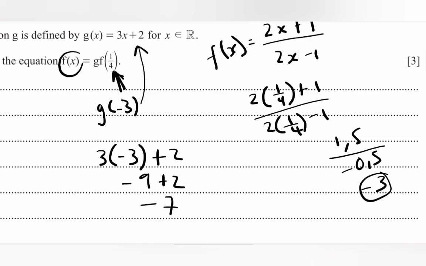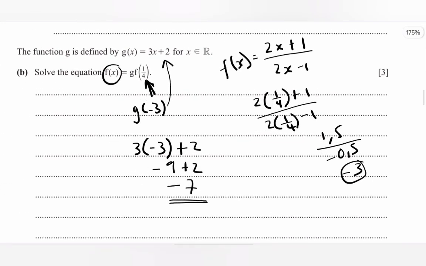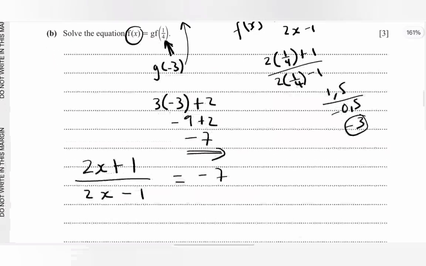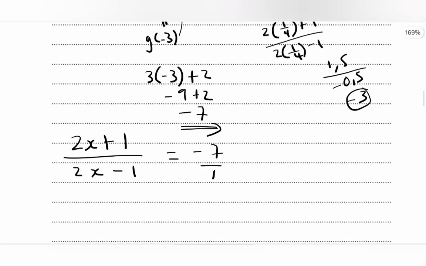So we're now going to solve f of x is equal to minus 7. So write out (2x plus 1)/(2x minus 1) is equal to minus 7, like that. And cross multiplying, you get 2x plus 1 is equal to minus 14x plus 7.